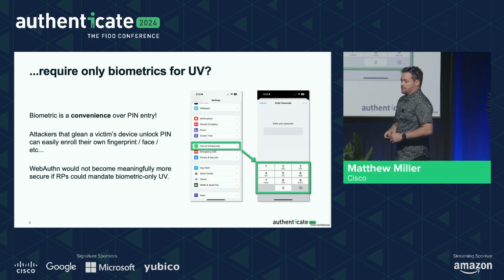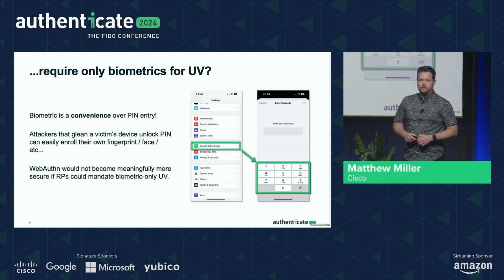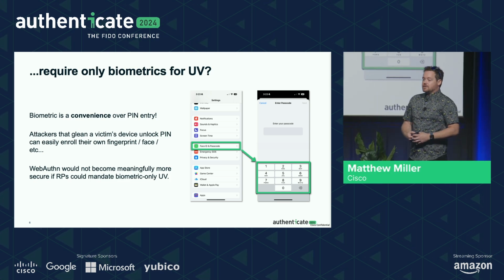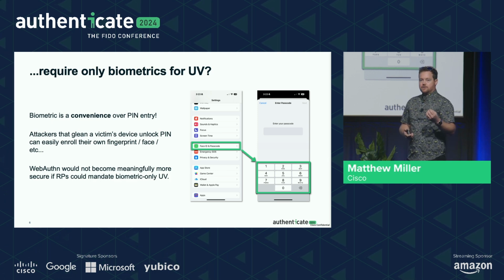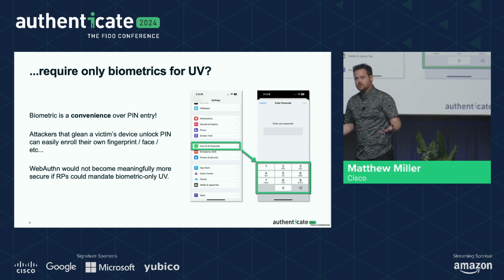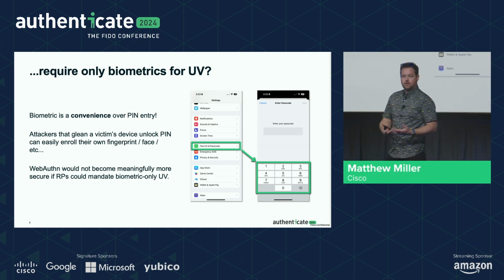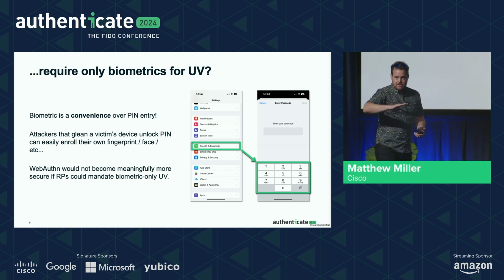A question that's come up pretty regularly over the years is: how do I require only biometrics for UV? You can't. Biometrics are a convenience over PIN entry, because the biometric check for user verification is a local access device check. And how do you register a biometric pattern to complete that? You enter the unlock PIN. So that PIN is always going to be the fundamental protection.